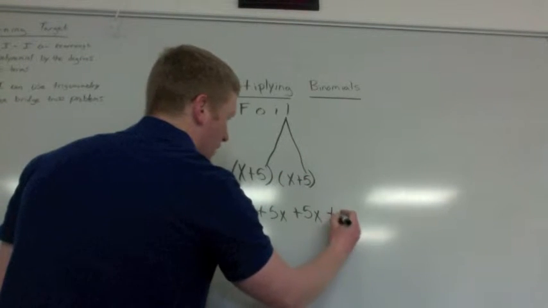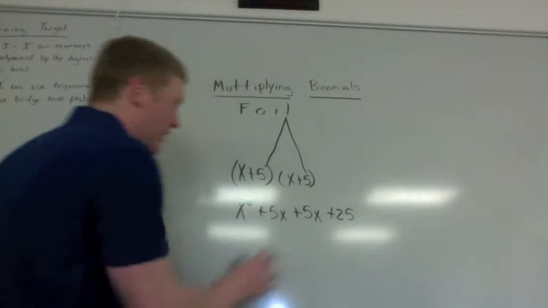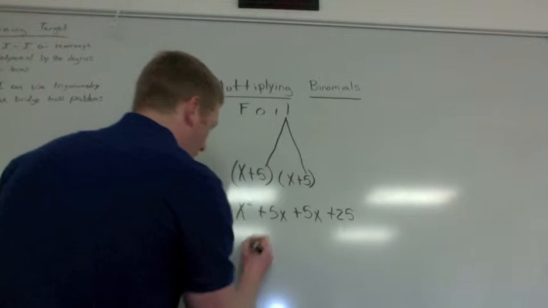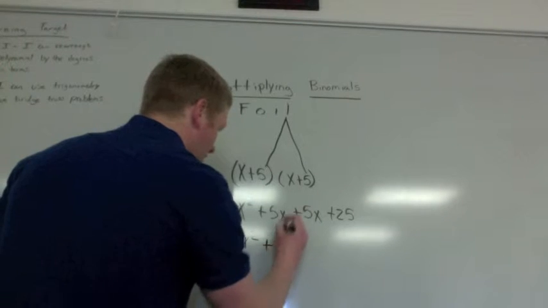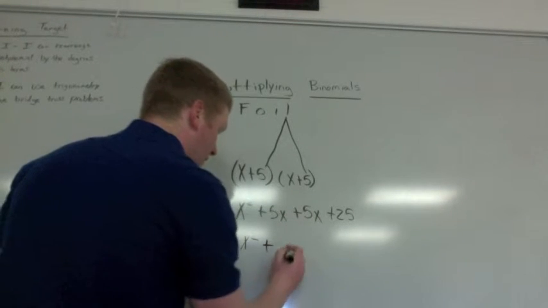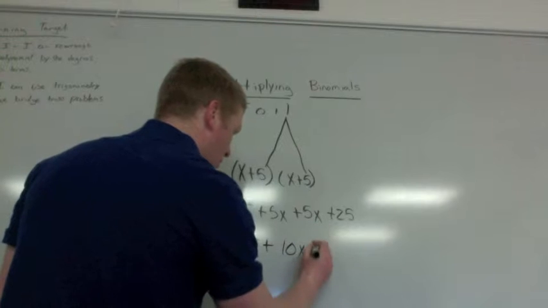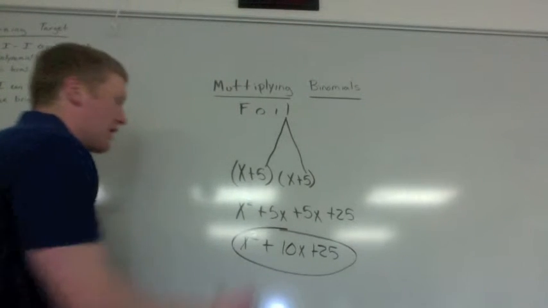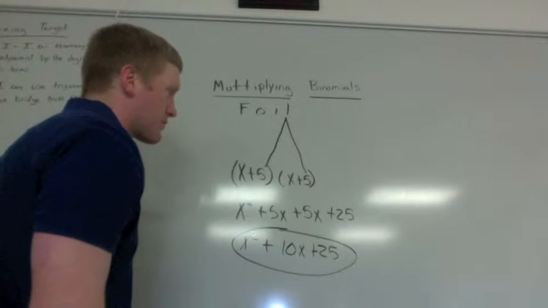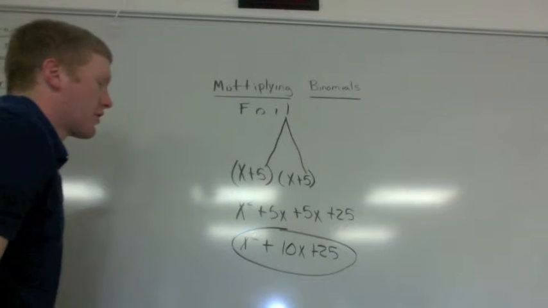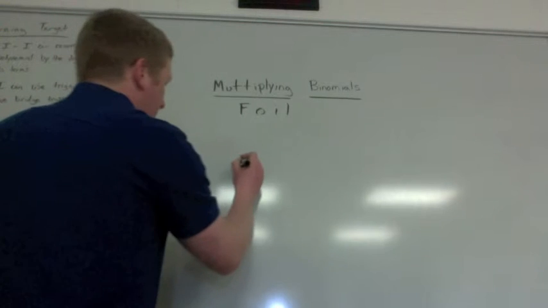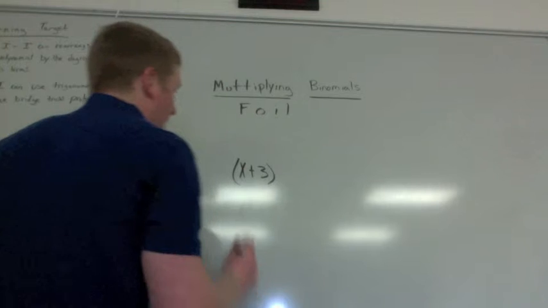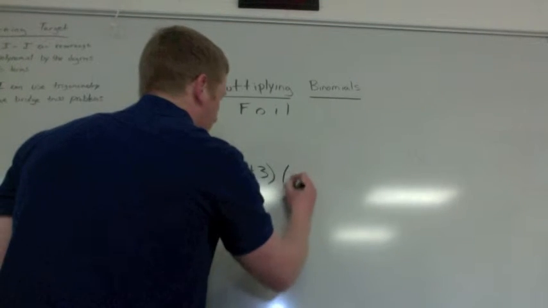Once we've gotten this multiplication done, all we have to do is add like terms. So we get x squared plus, combine the 5x and the 5x, that's 10x, plus 25. And this would be our answer to multiplying these two binomials together. Let's look at another example. Let's say we multiply x plus 3 with x plus 2.